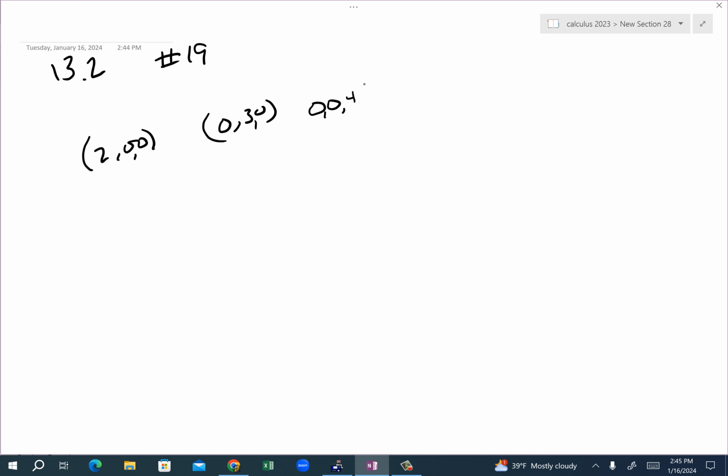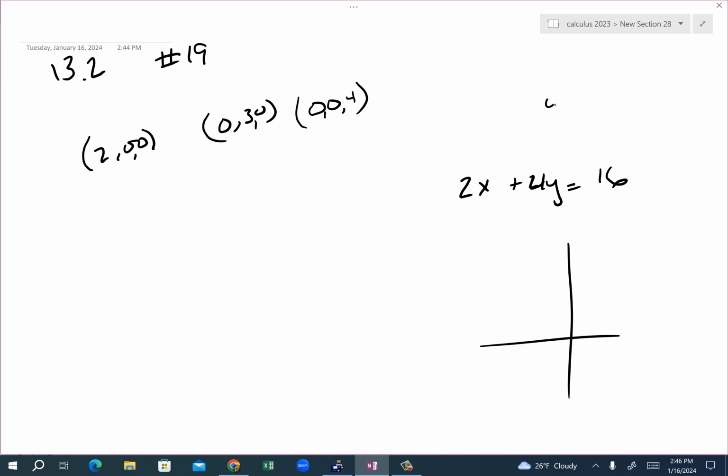Okay. This is way easier than it looks, but you're overthinking it. The way I like to think of it is this. You remember back in the day, you do a problem like this, 2x plus 4y equals 16. And to graph that, you may recall doing this: let y equal 0. If you let y equal 0, that means x is 8.